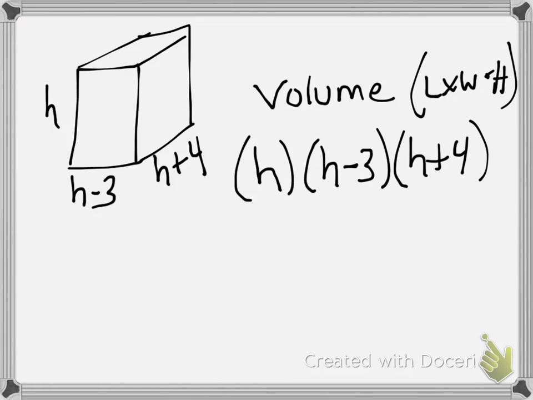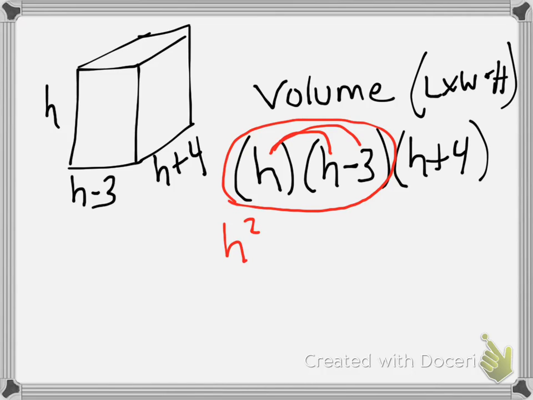Now I've got three different things, two binomials and a monomial, to multiply. It doesn't matter which one I do first. I'm going to go ahead and multiply these two together first, but I could multiply the other two, it wouldn't matter. So h times h makes h squared, and h times negative 3 makes negative 3h. Ooh, that looks like a binomial. I'm going to leave that in parentheses, because now I need to multiply it times the h plus 4.